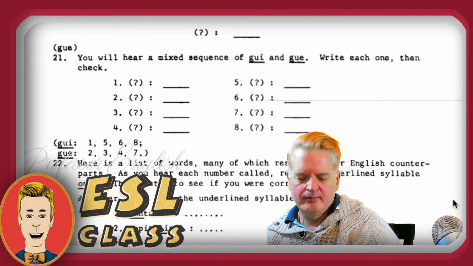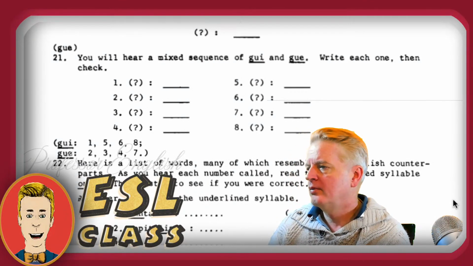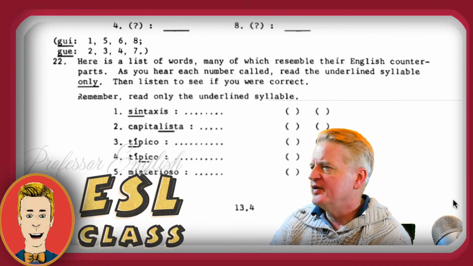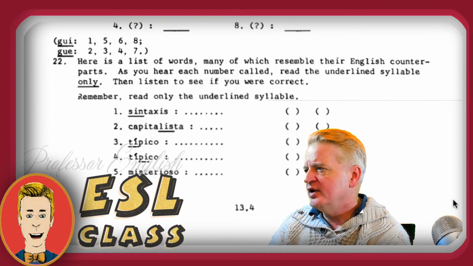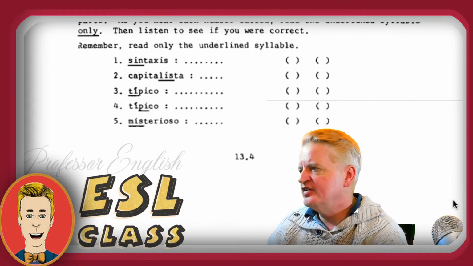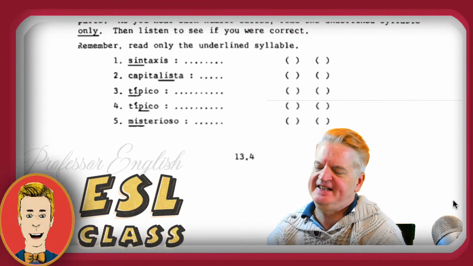Number 22. Here's a list of words, many of which resemble their English counterparts. As you hear each number called, read the underlined syllable only. Then listen to see if you were correct. Number 1, the syllable they have underlined is S-I-N. That should be pronounced seen.